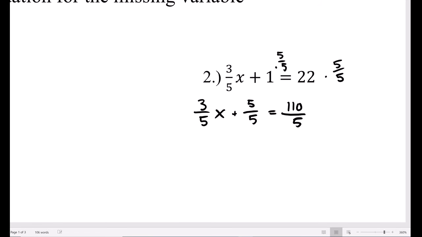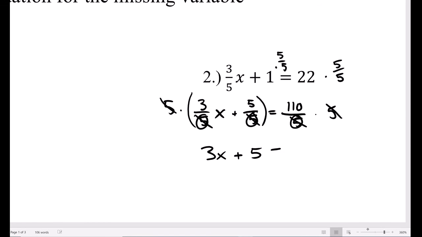So now that everything has a 5 in the denominator, I can multiply both sides by 5. So just to sort of help us out here, I'm going to put parentheses around this so I see that I'm multiplying everything times 5. And I'm multiplying the other side times 5 as well. And again, what that's going to do is the 5 is going to cancel with the 5's in the denominator, so that everything else remains. So I end up with 3x plus 5 equals 110.